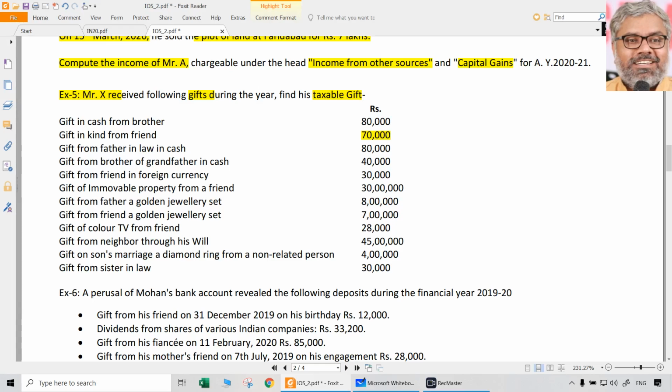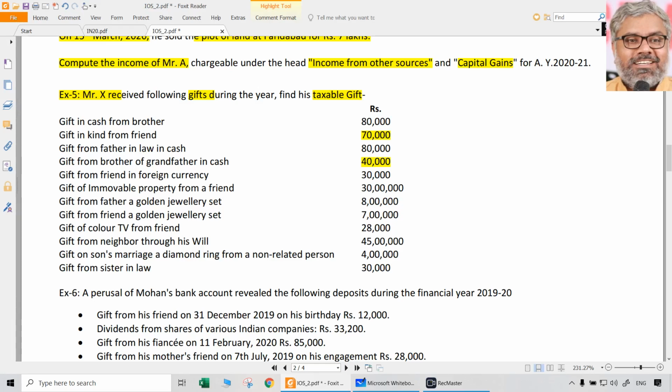Then, gift from brother of grandfather. Brother of grandfather, is he falling in the definition of relative? No, he is not. Why? Because it is not there in the definition. Lineal ascendant is there, not the brothers of lineal ascendants. So, it will be taxable.